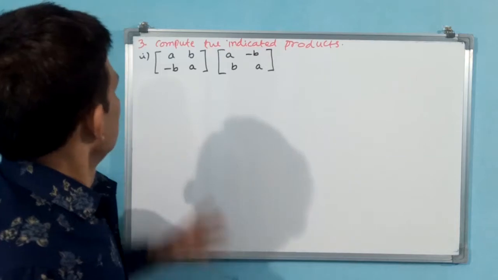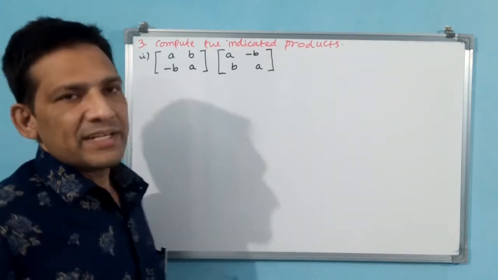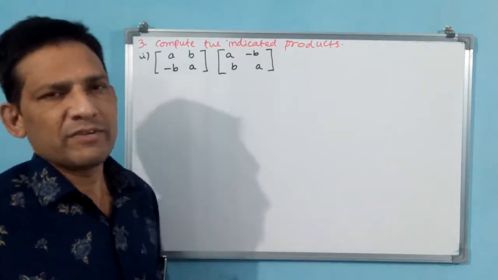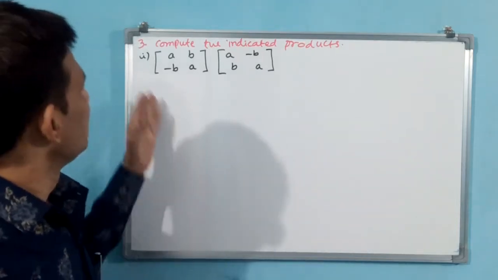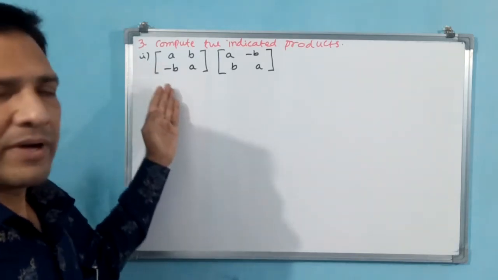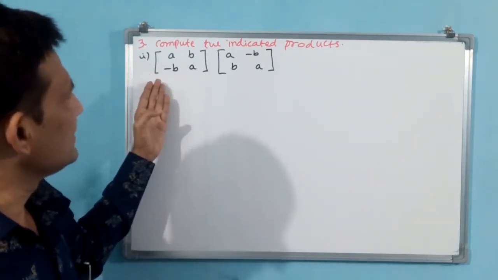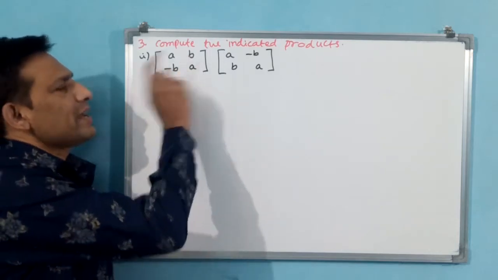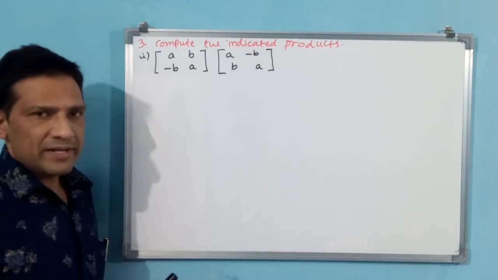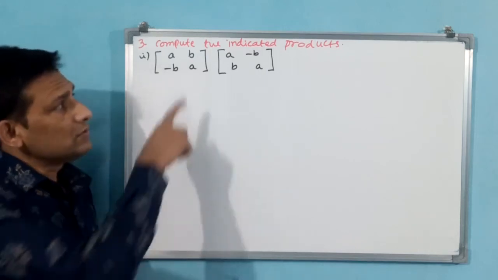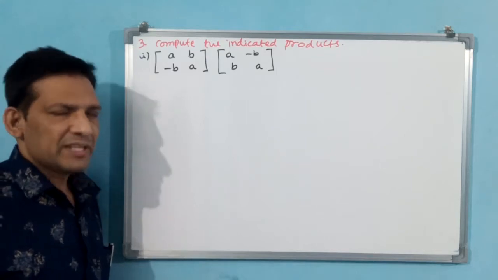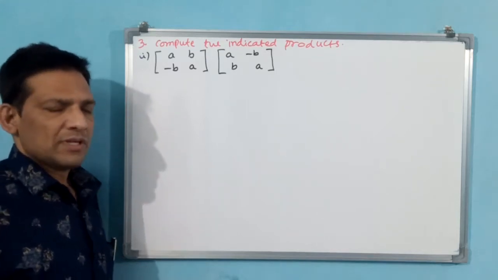Okay. Compute the indicated products. Products means multiplication only. That means multiplication of matrices is being asked. There are 4 or 5 parts, 6 parts. Part by part we are taking. First part we have taken first. AB minus BA is one matrix. A minus B, BA is another matrix. Now, the examiner is asking us to find the product of this one. That means multiplication we have to do.